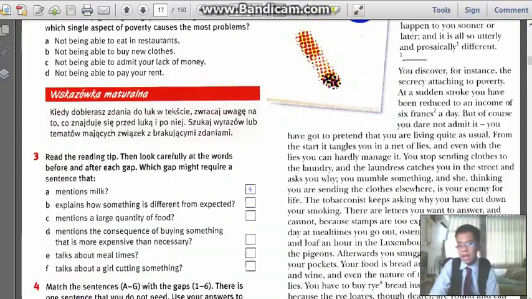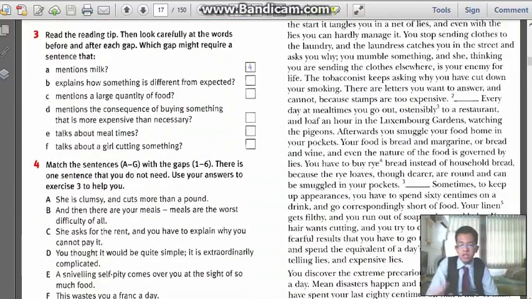So, we'll do exercise number 3 right now. Just to be quick, read a reading tip, then look carefully at the words before and after each gap. Which gap might require a sentence that mentions milk, explains how something is different from expected, mentions a large quantity of food, mentions the consequence of buying something that is more expensive than necessary, talks about meal times, or talks about a girl cutting something?